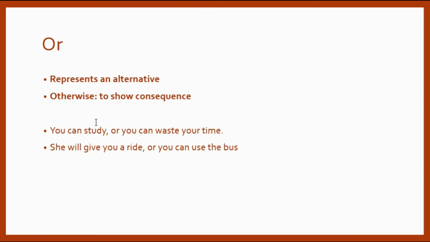You can study, right? You can study, or you can waste your time. So you have a choice. You have an alternative. You can do either of these, okay? She will give you a ride, or you can use a bus. In this case, you were given another chance, right? Your alternative is she can give you a ride, or you can use a bus. So you have two choices, okay?